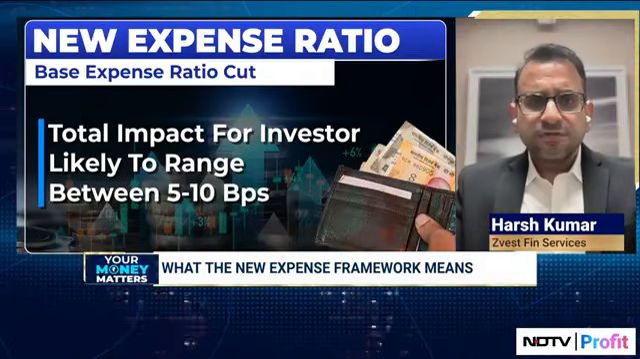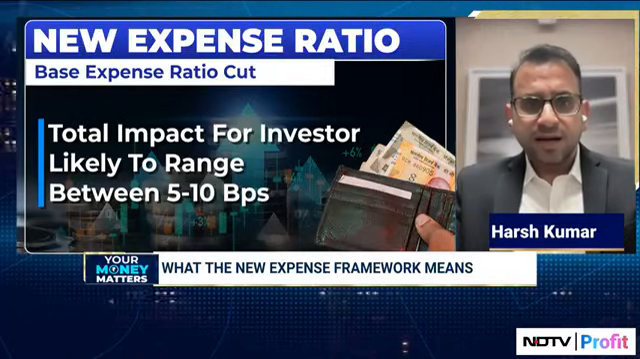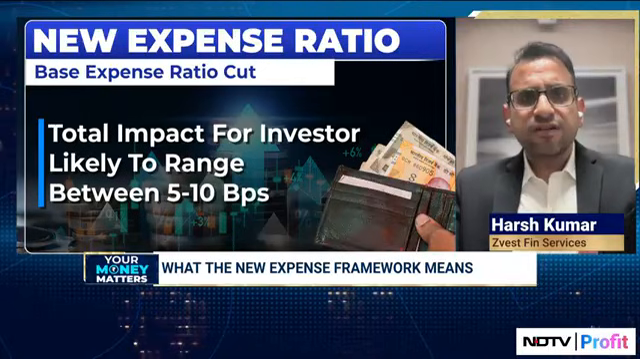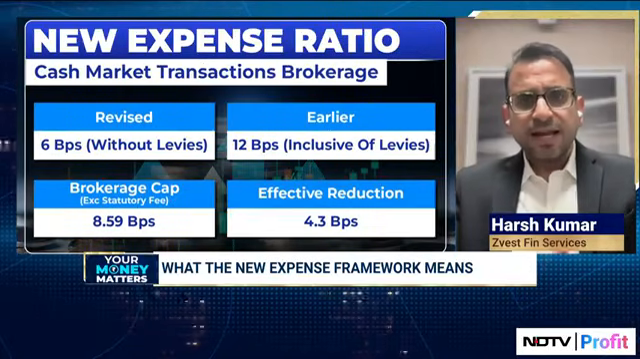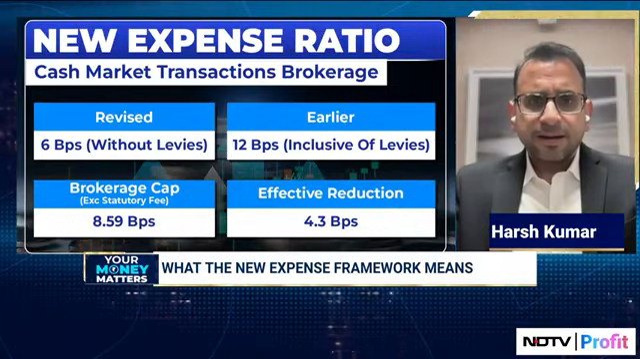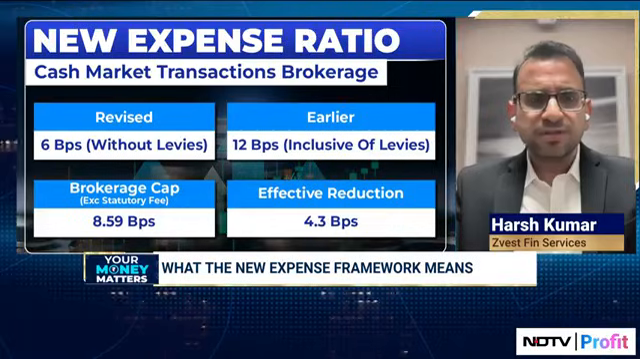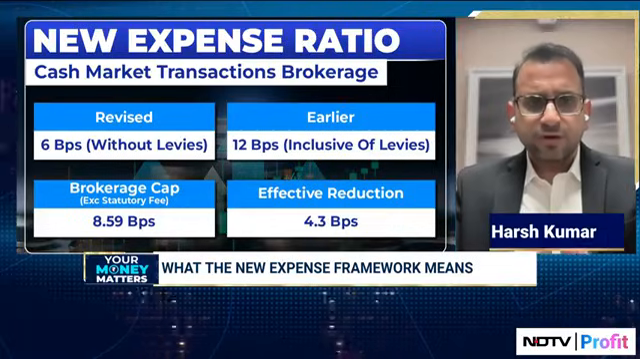Second thing, the circular very clearly explains that the number was not actually 12 but 8.59, which was being paid, and now that 8.59 has become 6. So my sense is that that is the reduction, but like you mentioned, it is much better than the scenario earlier. Now let's see the impact of this.